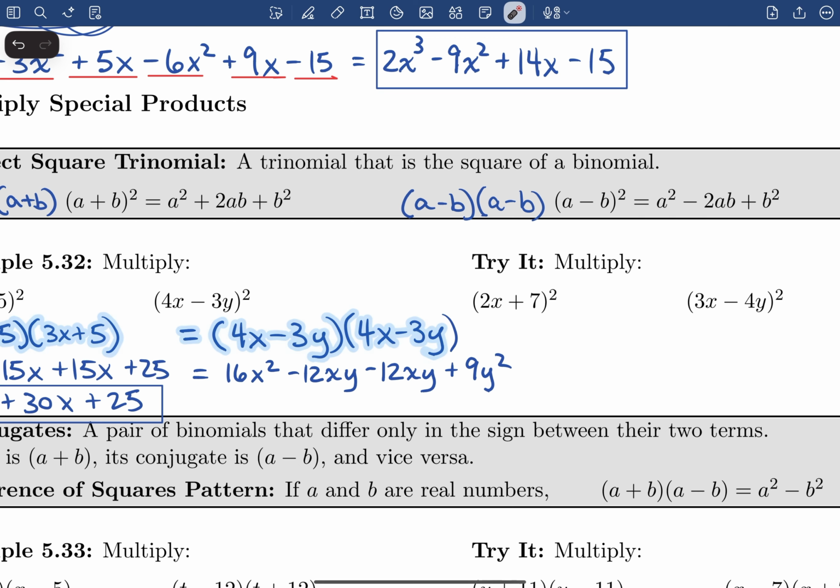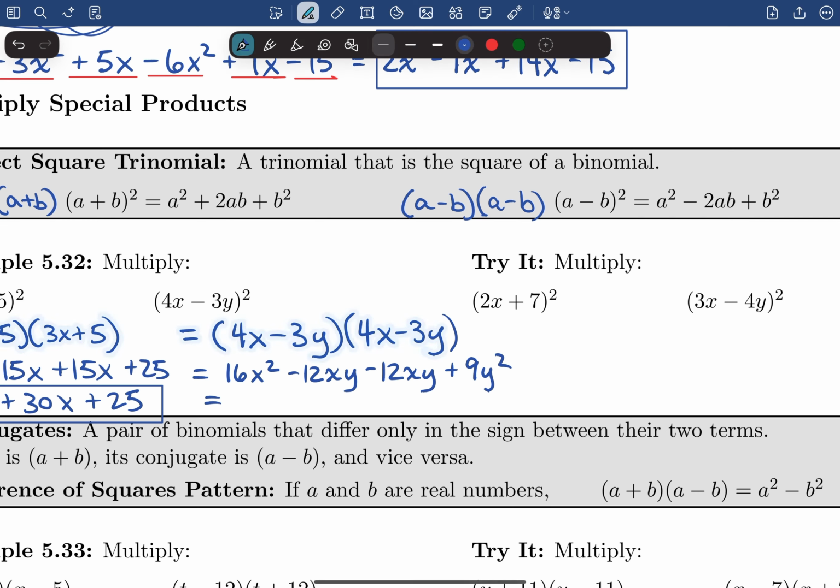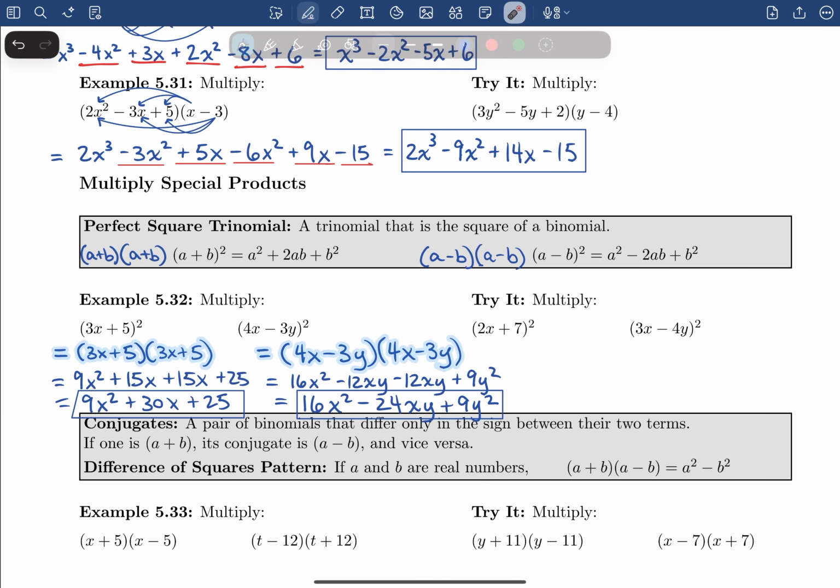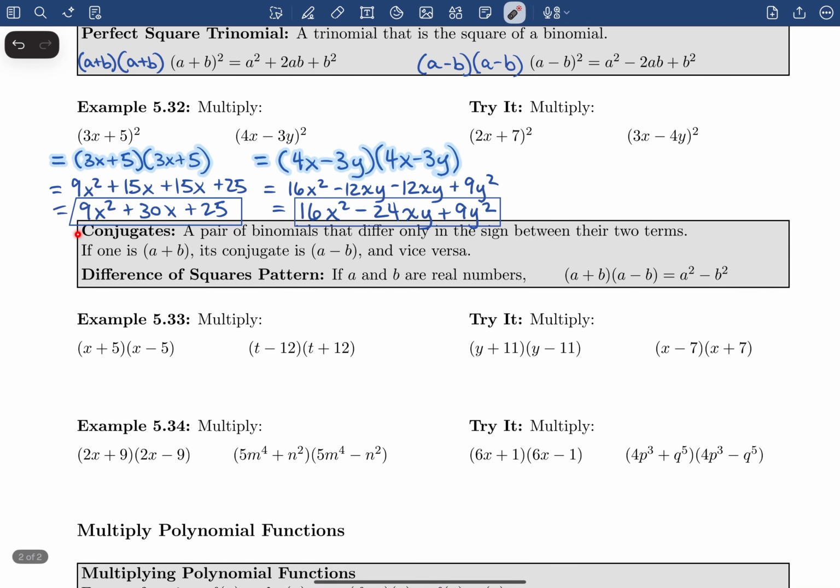You see similarities as we do this. And now let's combine like terms. And we're done. Great. So there is a perfect square trinomial pattern that we will see over and over again as we proceed in this course. Next, let's talk about conjugates.